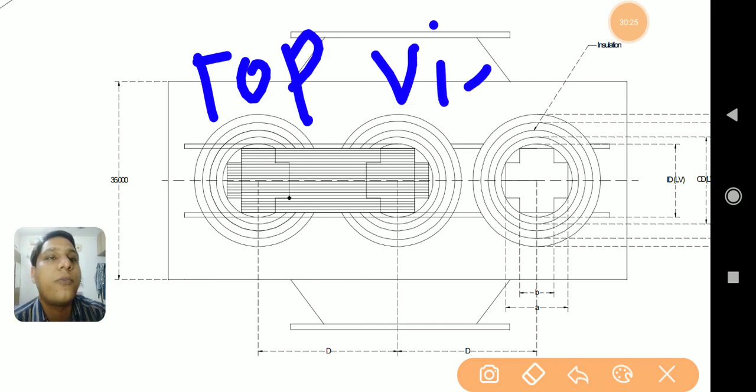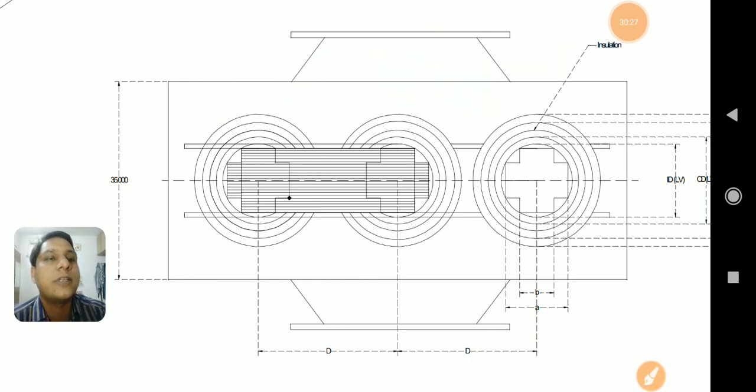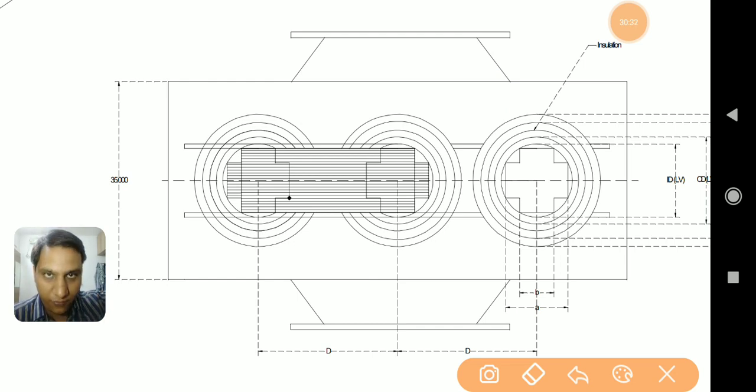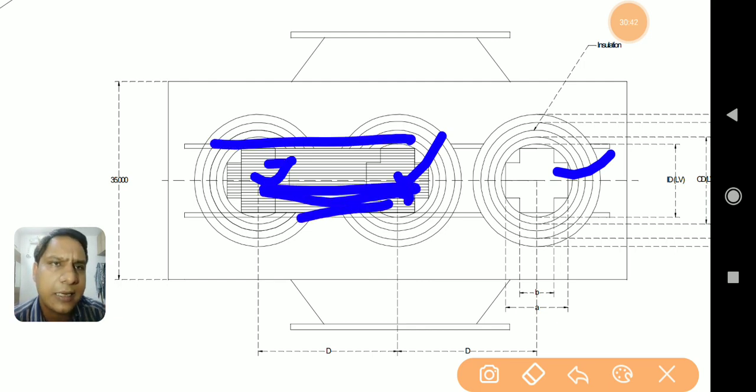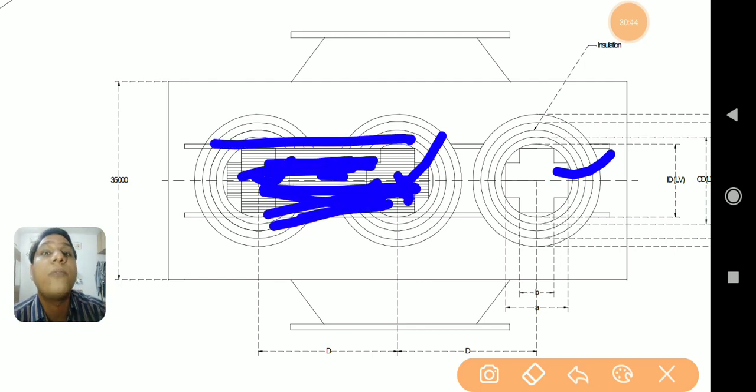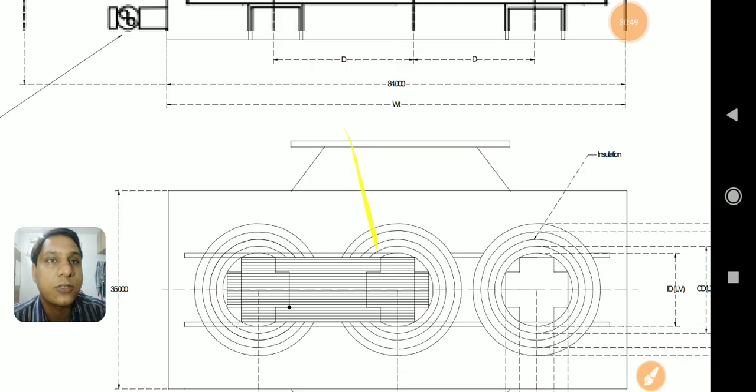This is a top view of the transformer. When we are looking from the top towards the transformer, after taking the cut section, you can find this part, this part, this part, and this is the representation. These lines are the representations of the yoke. This is the representation of the yoke. I can show you in this diagram.